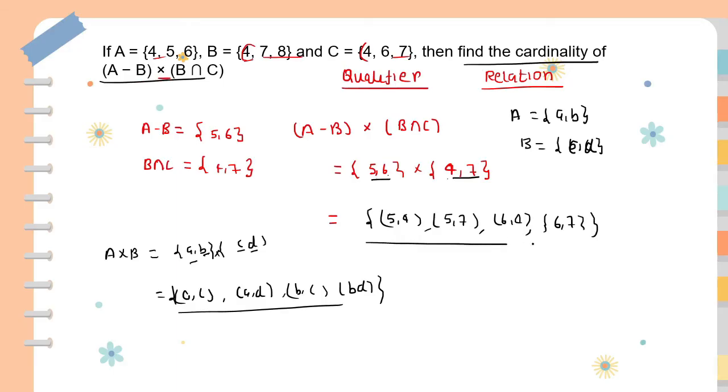So the cardinality of this set is 1, 2, 3 and 4. Basically we have to count the number of elements in this set, so this set contains 4 elements. This was asked in the October qualifier. It was quite a basic one, an application of set difference and intersection, basically set operations.